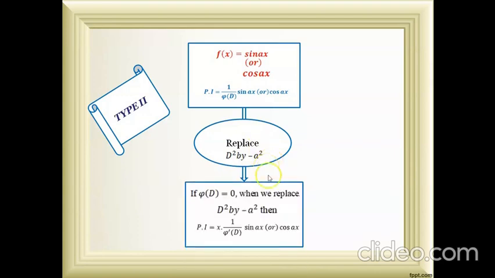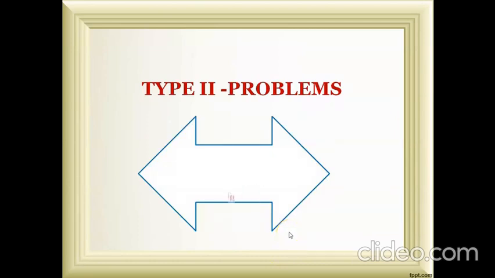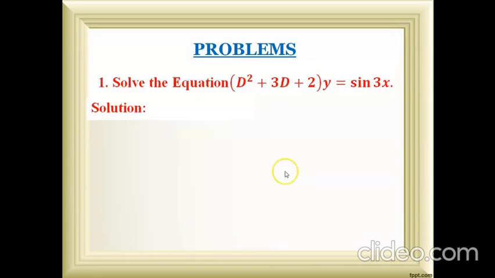After replacing D square by minus a square in phi of D, if it is non-zero, no problem. If it becomes 0, we just multiply the previous step numerator by x and differentiate the denominator once with respect to capital D. We continue this till we get a non-zero value. So let us move on to the problems under the second type. The first problem we have here is (D square plus 3D plus 2) y equal to sine 3x.